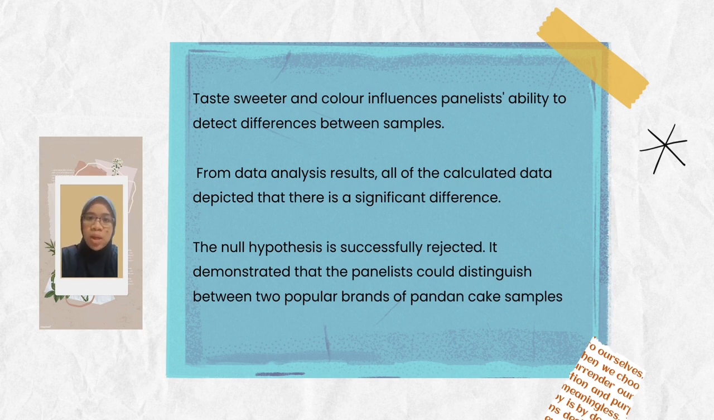Next, from the data analysis results, all of the calculated data depict that there is a significant difference. Thus, the null hypothesis is successfully rejected. It demonstrates that the panelists could distinguish between two popular brands of pandan cake samples. The majority of the panelists were able to distinguish between the pandan cake samples. However, because they were untrained, a few panelists were unable to detect differences between samples. It may also be difficult to tell the difference because they are not used to eating pandan cake. So with all of this, we can conclude that this project was a success.